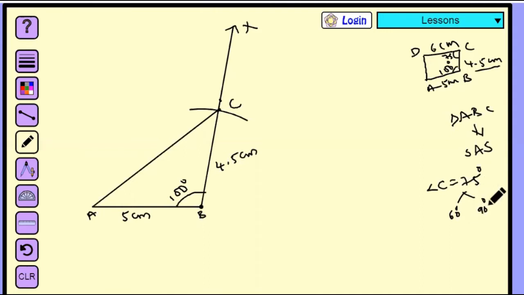So first you should construct the 90 degrees. How will you construct the 90? Bisect the 60 and 120, then you will get the 90 degrees. Now let's go to the construction of the 90 degrees. Then after that we will get the 75 degrees.